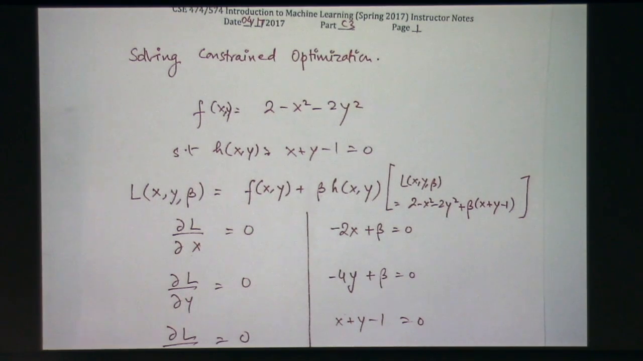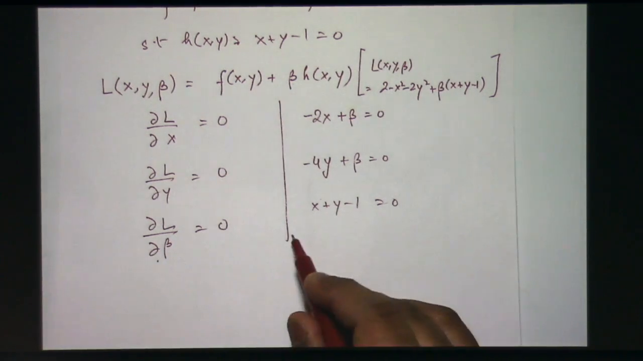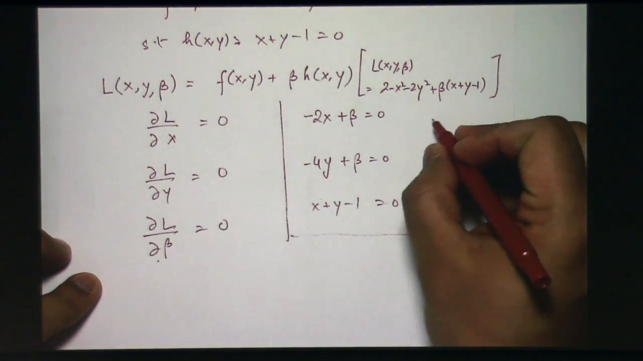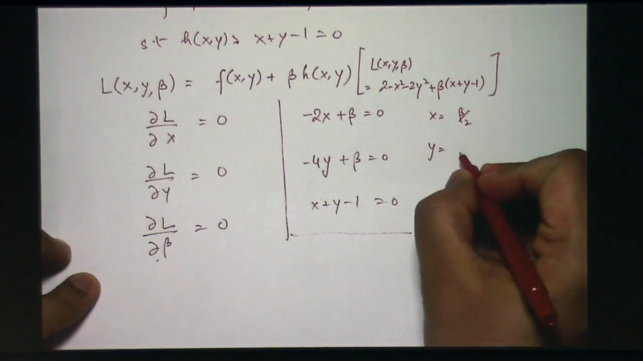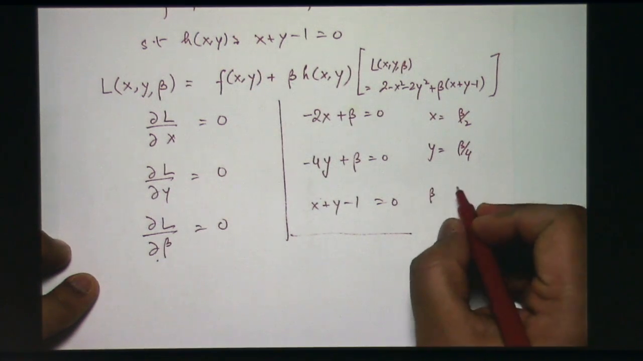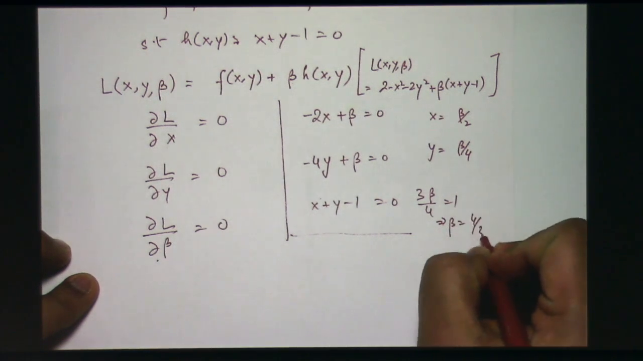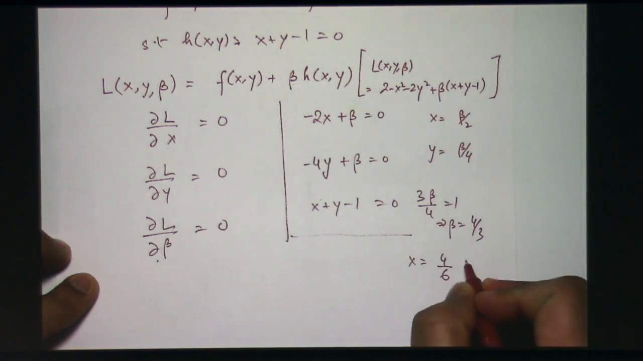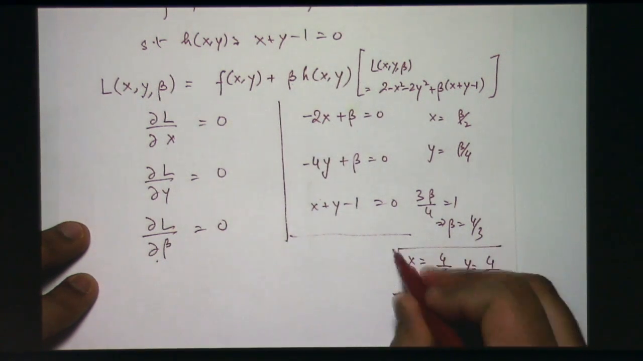So in an equality case, it doesn't look like it's doing much. But anyway, now you can solve for this, right? I'll just say x is equal to beta by 2, y is equal to beta by 4, and x plus y is equal to 1. So 3 beta by 4 is equal to 1, which implies that beta equals 4 by 3. And then x will be just 4 by 6, and y is equal to 4 by 12. So this is the answer, right?